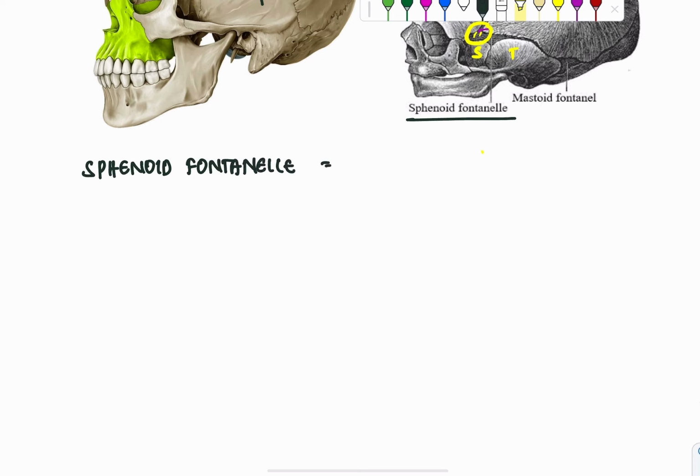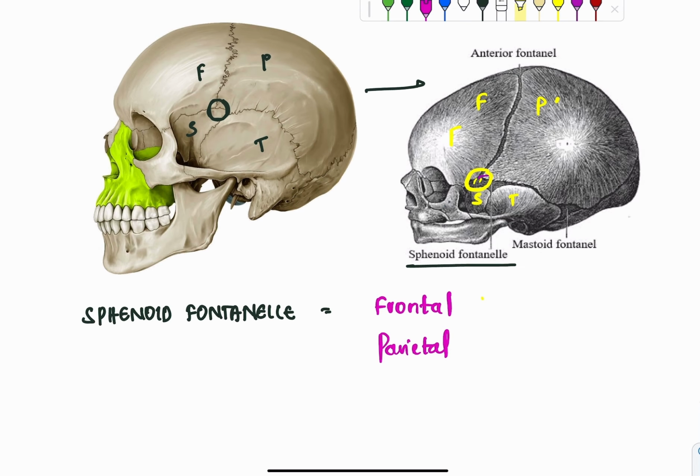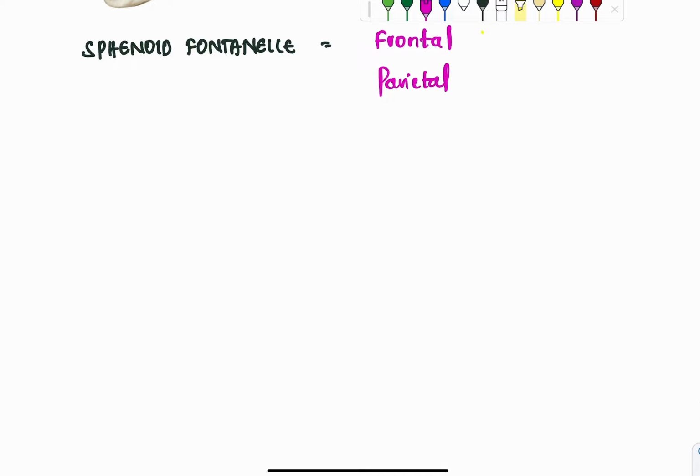right? So by which bones is this sphenoid fontanelle formed, guys? Sphenoid fontanelle is formed with the help of the frontal bone, right? With the help of the parietal bones, and don't confuse, most of you put it as temporal, not the temporal bone, it is the sphenoid bone. Okay, it is the sphenoid bone.